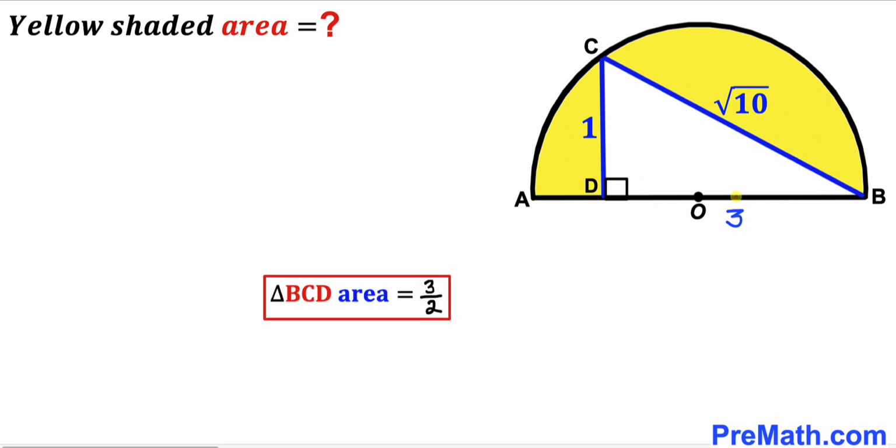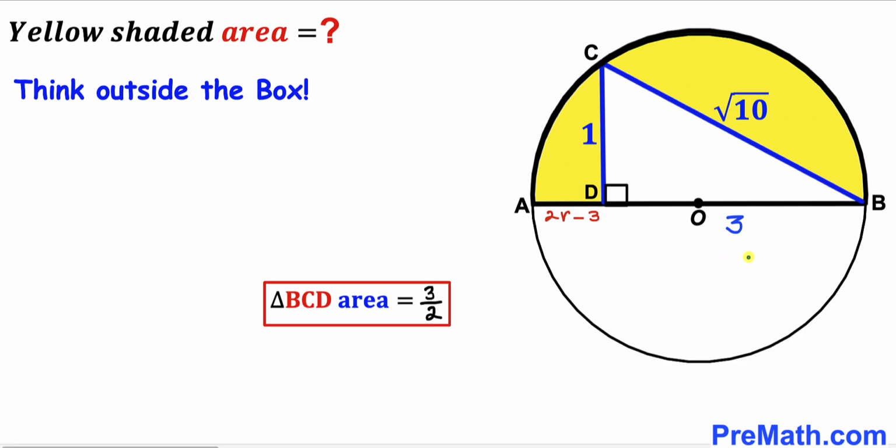And now let's assume the radius of this semicircle is lowercase r. Then the diameter of this semicircle is going to be 2 times the radius r. And now we know that this segment BD is 3 units. So this tiny segment AD is going to be 2r minus 3.